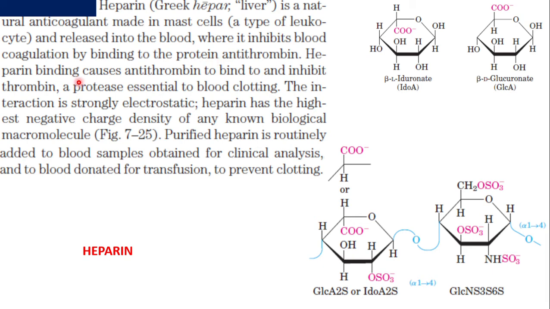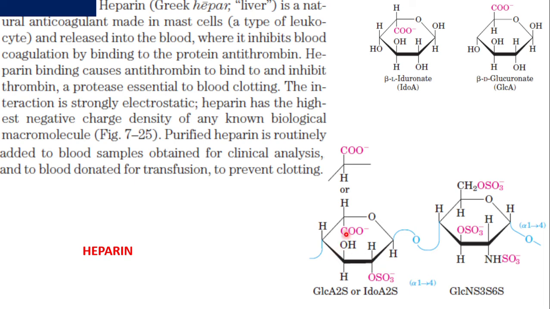Heparin binding causes antithrombin to bind to and inhibit thrombin. You know that thrombin is essential for blood coagulation. Okay, what's the structure of heparin? It has two monomeric units, and these monomeric units are highly sulfated. You can see here a sulfate is there, so this is highly sulfated.